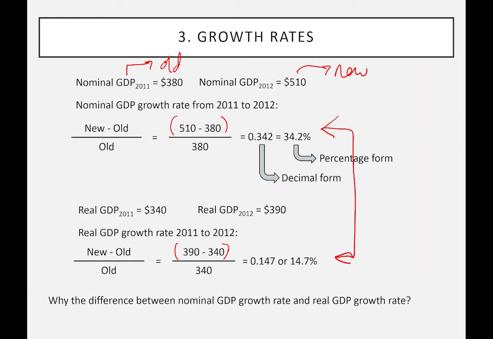Now, the question is, why is there a difference between these two numbers? You'll notice that I'm calculating the growth rate of the real GDP and the growth rate of the nominal GDP for the same time period. And the simple answer is, well, there was a price change. So implicitly now, what we can say is the difference between these is because of prices changing.